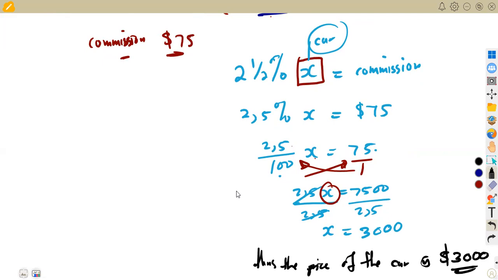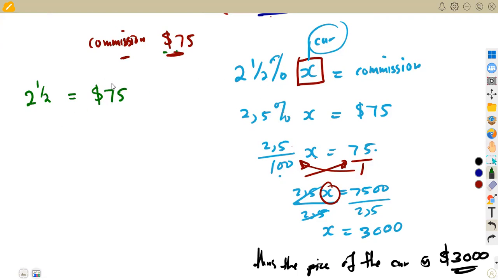So if you are dealing with commission, it's just a normal percentage that you are working with. You can even work it as a proportion to say 2.5%, which is the commission. We have the amount of that commission. So 2.5% is equal to $75 in this case. The commission is $75. What about the price of the car?